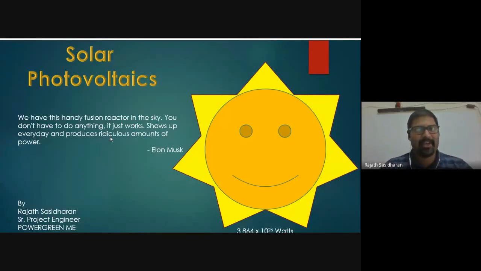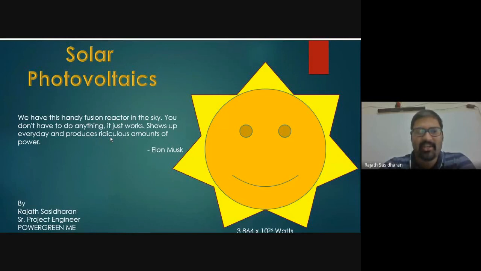Yes, we have this handy fusion reactor in the sky. You don't have to do anything, it just works. Shows up every day and produces ridiculous amounts of power. This is said by Elon Musk. Some of you may have seen him and heard his speeches, and he's a brilliant guy. And there's a very good quote about the sun.